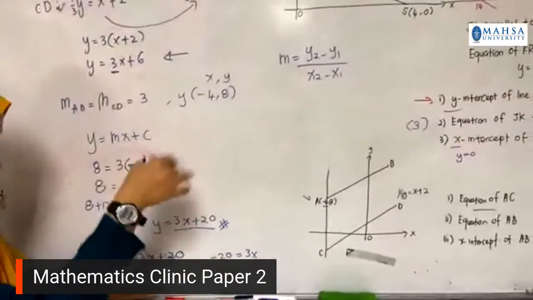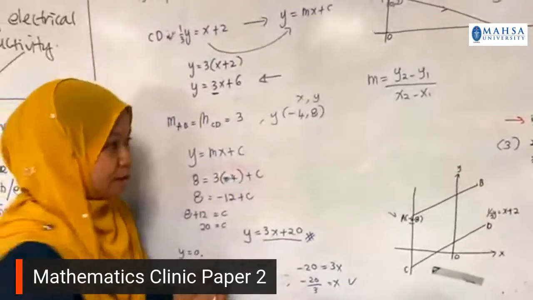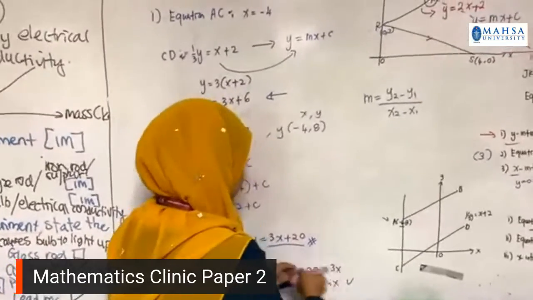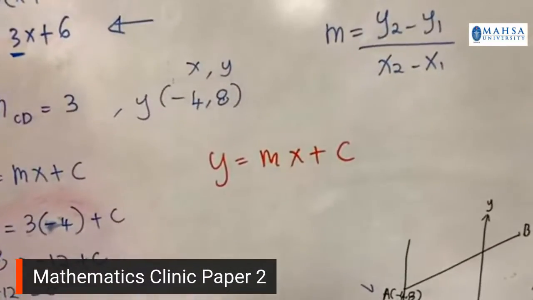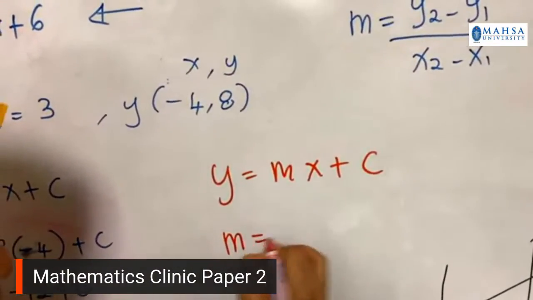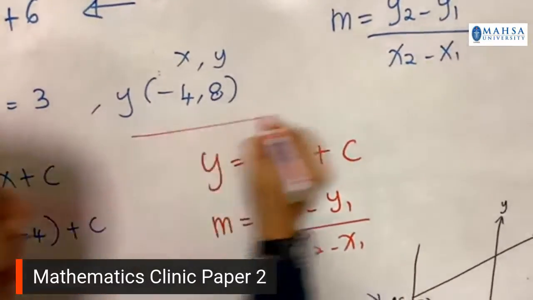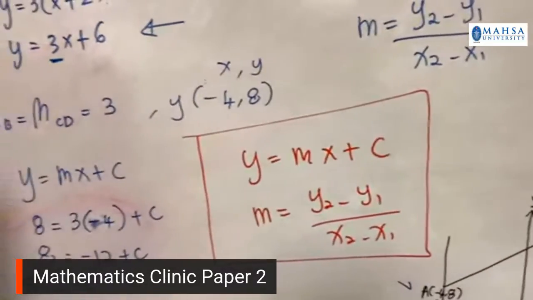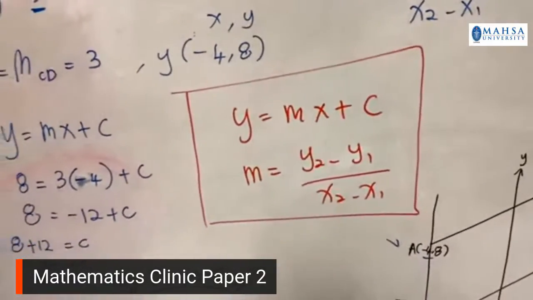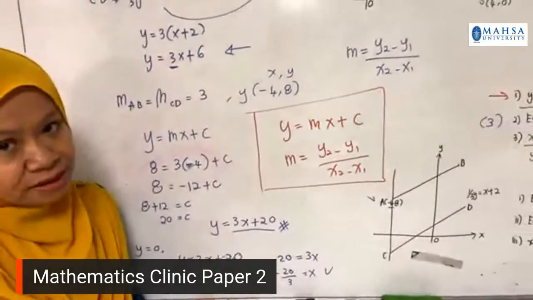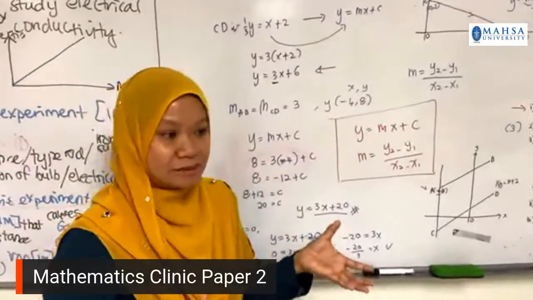Okay, if we recap everything in the solution, the most important thing, you must know the basic concept, the basic formula, which is y equal to mx plus c, and then you must know the formula of m equal to y2 minus y1 over x2 minus x1. This one is the most important thing in the straight line topic. Usually the pattern is quite similar, but depends on the information given. So that is the example of how to answer the straight line topic.